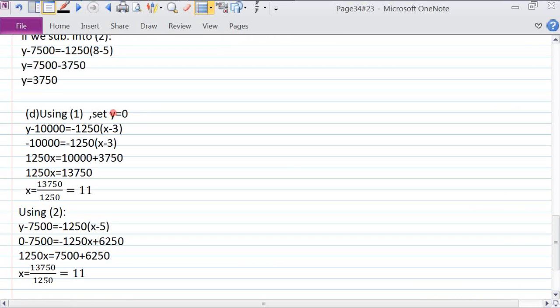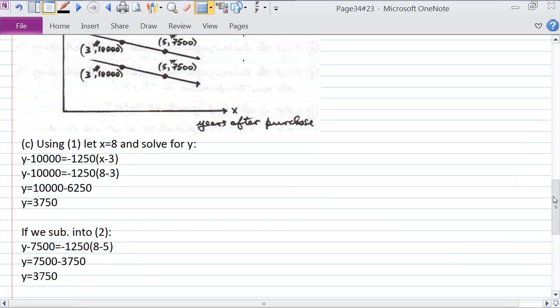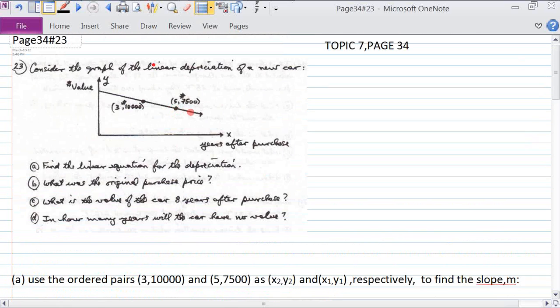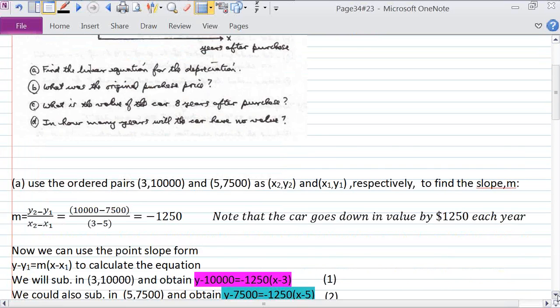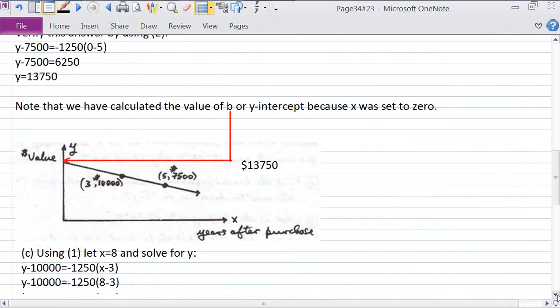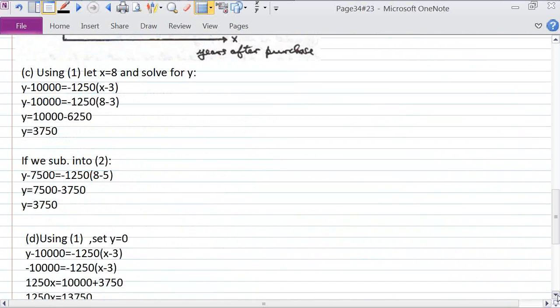The final part of the problem asks us what is the x value when we set y to 0? In other words, when does the value of the car equal $0? We go back over here and we look at the graph right here. We're talking about the extension of the line here. What is the x value when y equals 0? So what we're going to do is set y equal to 0 in both equations 1 and 2 and figure out what x would be.